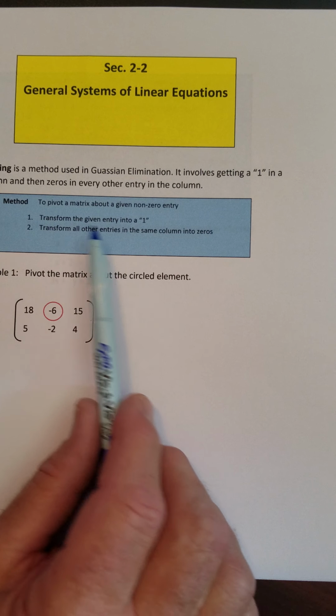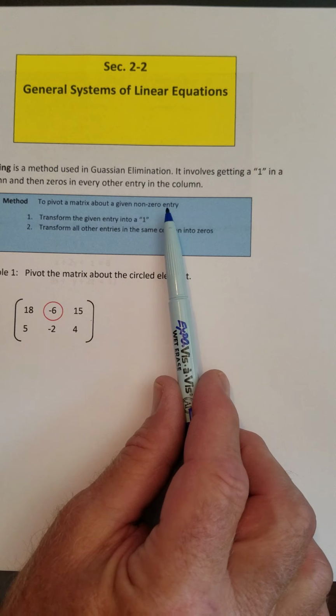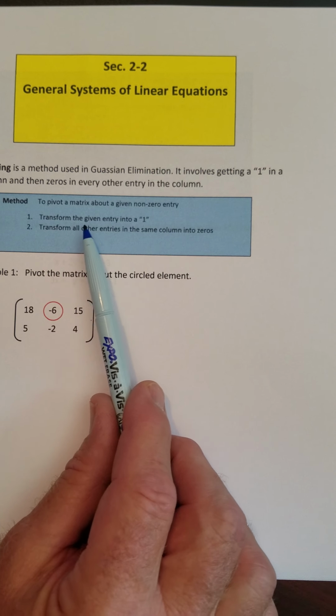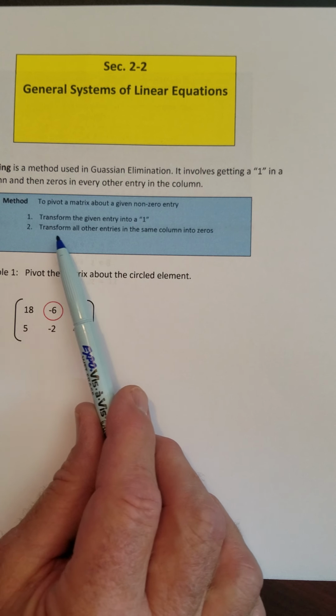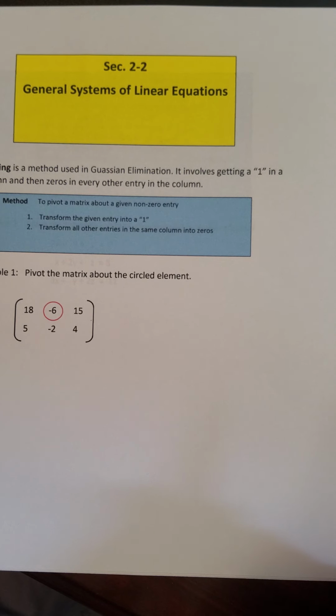Okay, same thing's in the book. Method to pivot a matrix about a given non-zero entry. So it can't be zero. Transform the given entry to a 1. Transfer all other entries in the same column to zeros.